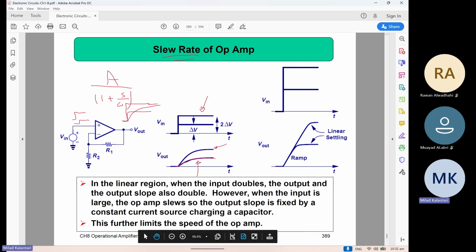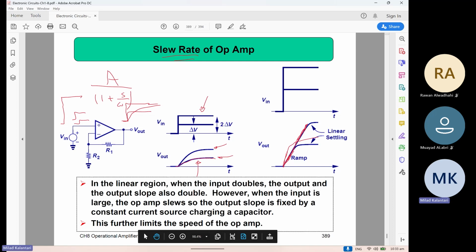But in fact, there is another effect. If you make the input step very big, then there is a region where the op-amp cannot even follow it exponentially. It will most likely be like a ramp going up. So maybe initially for the small signal it would be like this kind of thing, but for the bigger one, this slope will be limited to some certain value. So the difference is here.